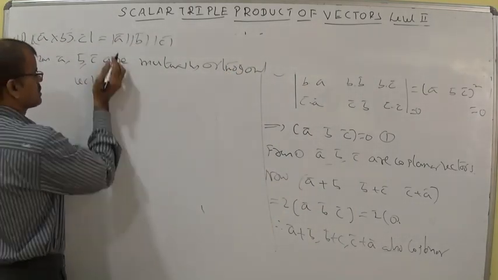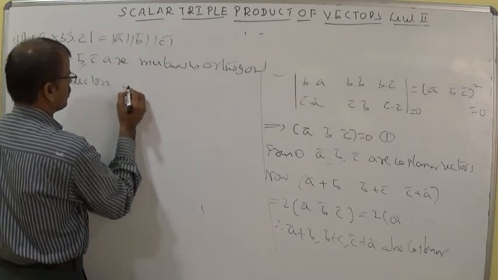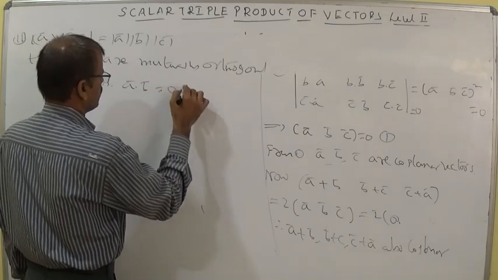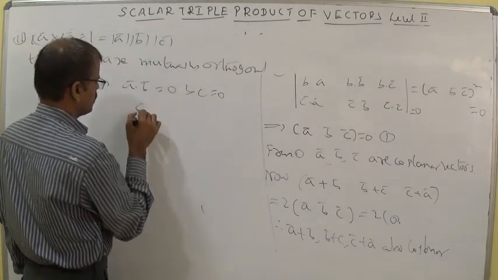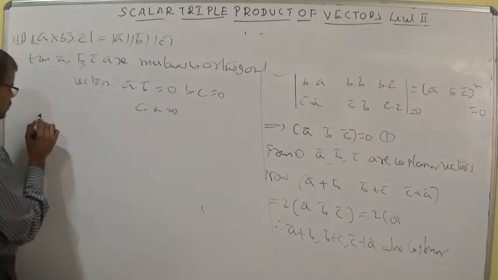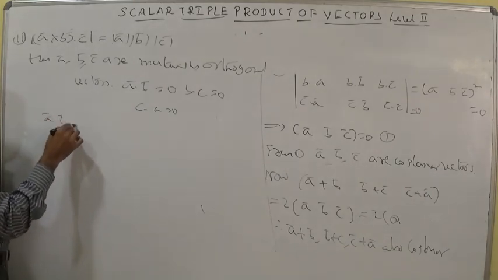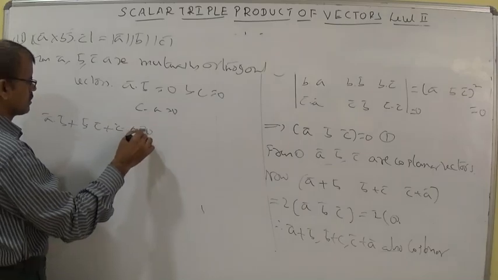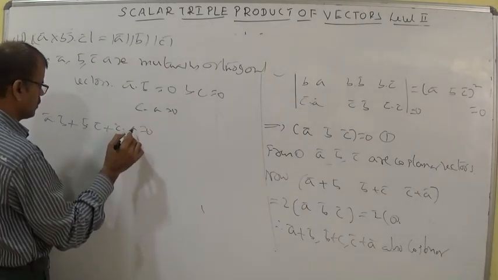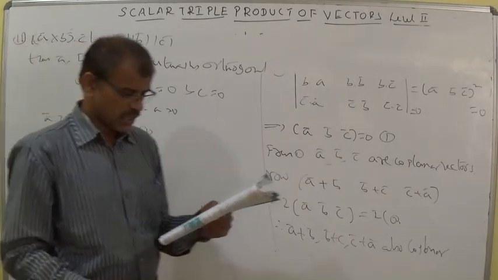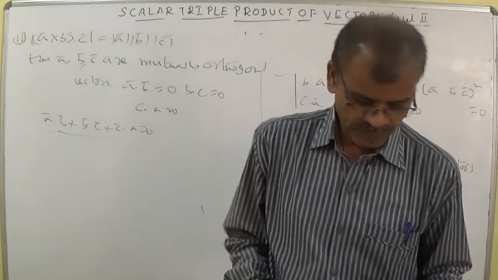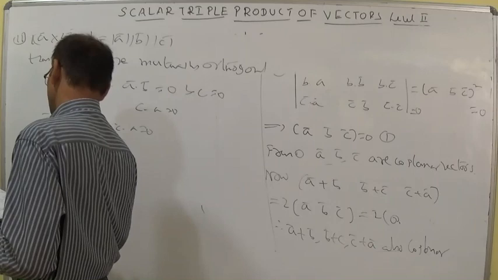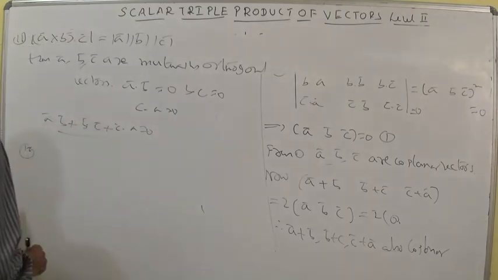Whenever the vectors are mutually orthogonal, then A dot B equal to 0 and B dot C equal to 0 and C dot A equal to 0. If you add all these things, you get A dot B plus B dot C plus C dot A equal to 0. So here it is, second option, third option. Next, 12th question. Let us discuss the 12th question.